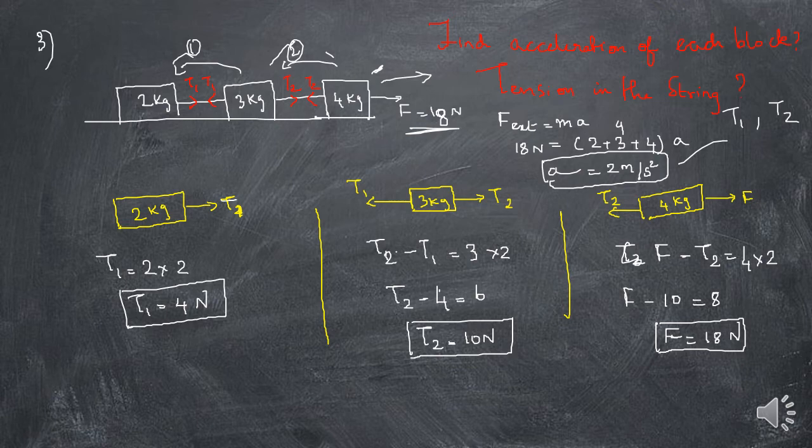Let me take it as T1. Similarly for the 3 kg mass, there is an opposition force acting on 2 kg as well as on 3 kg, so T1 and T2. For the 4 kg, there is this force of 18 Newton acting to your right, as well as the T2 tension in the string. So this is how the free body diagram helps us solve the problem more easily.